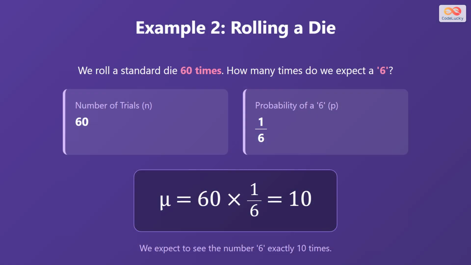Let's try a slightly harder example. Imagine rolling a standard die 60 times. We want to know how many times we expect to see the number 6. The total trials, n, is 60. The probability of rolling a 6 is 1 over 6. Multiplying 60 by 1/6 gives us 10. So, in 60 rolls, we expect the number 6 to appear 10 times.